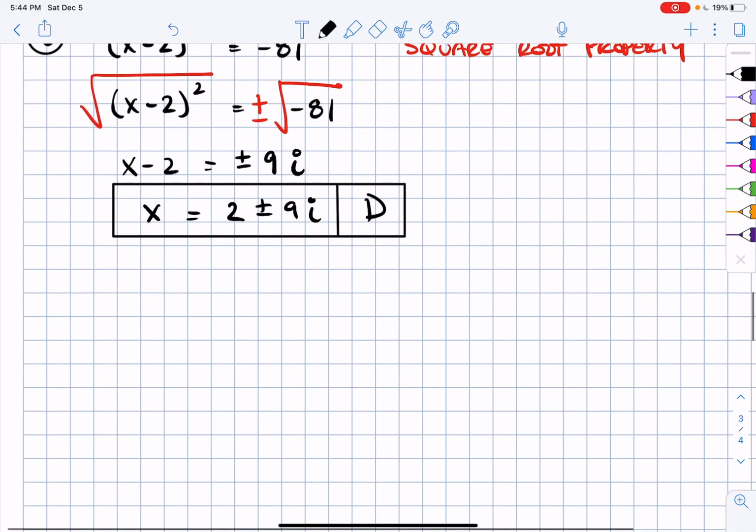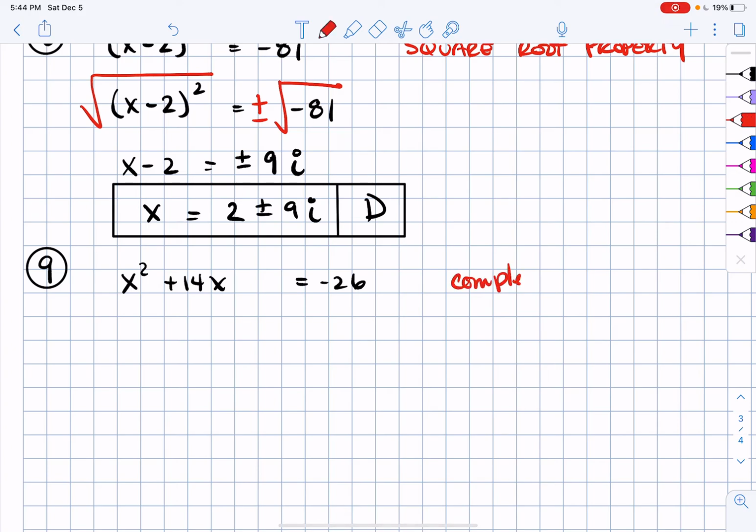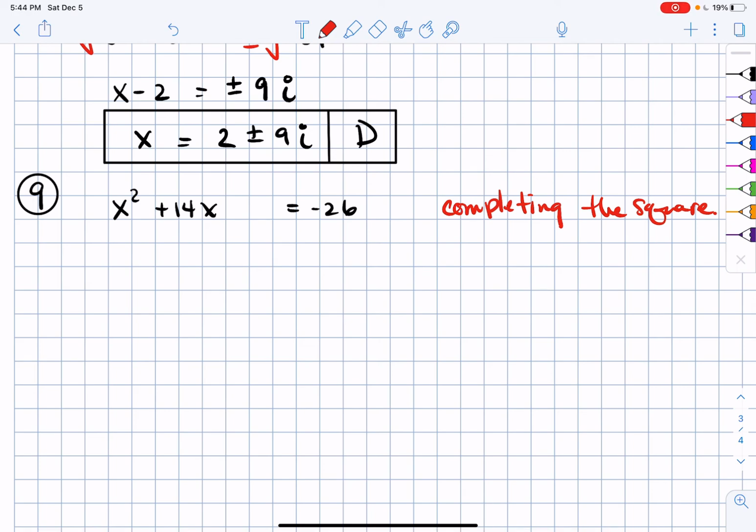There we go. Number 9. Number 9 wants me to do completing the square with x^2 + 14x = -26. First step: a has to equal 1, and a is already equal to 1. Awesome. Second step is to move the old c. Done. So step 3 is to find the new c.